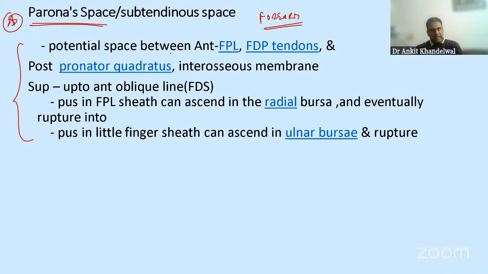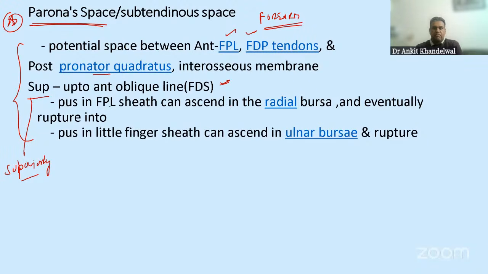So it's a space that lies between the FPL and FDP tendons lying in front and the pronator quadratus lying behind. And above, it is limited superiorly, not superficially, by an oblique line, which is where the FDS takes origin. In the forearm, it is between the FDS, FDP muscle and the deeply lying pronator quadratus and interosseous membrane. It is a continuation of that.